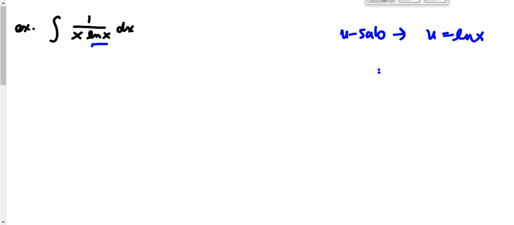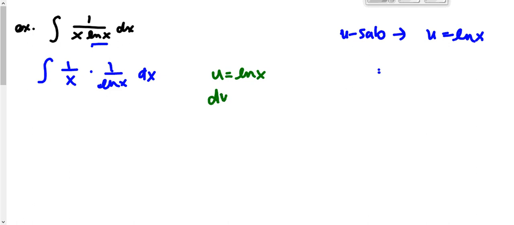So in this case, the first thing that I'm going to do is split these up, because I can split these up into factors of 1 over x times 1 over ln of x, just like 6 can be 2 times 3. So splitting that up will help me see the pattern a little bit better, and then u can be the ln of x, which means du is 1 over x dx.